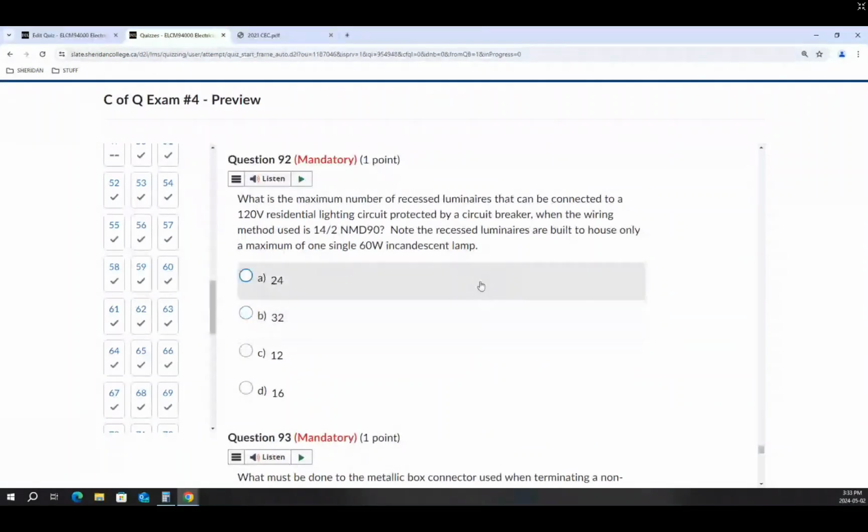92. What's the maximum number of recessed luminaires that can be connected to a 120 volt residential lighting circuit protected by a circuit breaker when the wiring is 14-2? Note the recessed luminaires are built to house only a maximum of 60 watt incandescent. Again, these are kind of out of date.